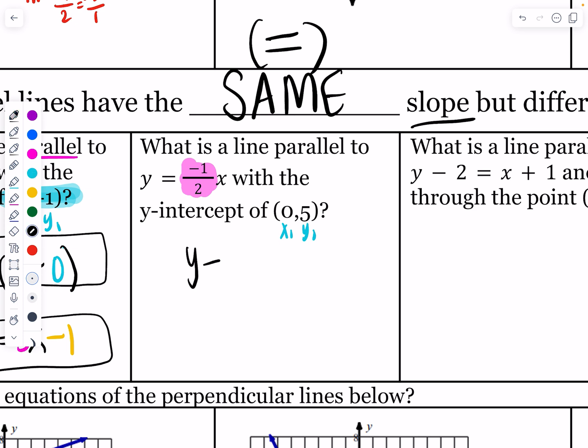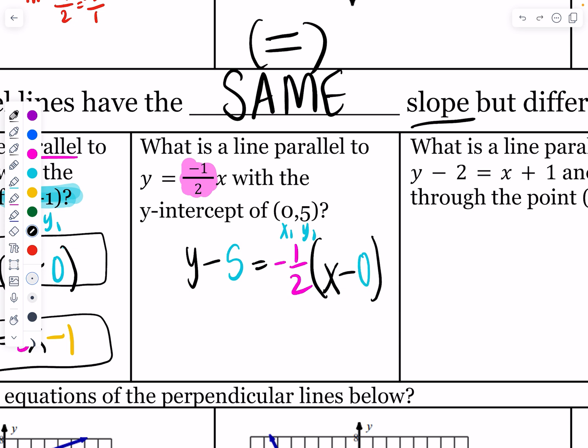Y minus 5 equals the same slope. Parallel slope has to grow at the same rate of change, negative 1/2, times x minus 0. And so you could just do x. If you wanted to write the minus 0, that is totally fine as well. They're going to simplify it in textbooks. They're going to go ahead and just erase this part and say y minus 5 equals negative 1/2 x.